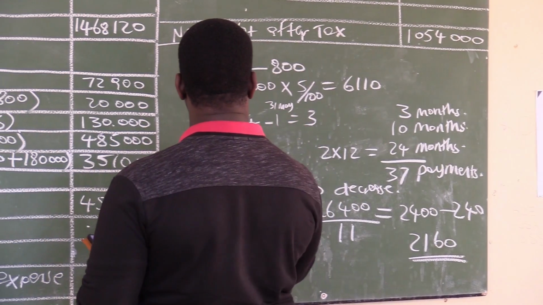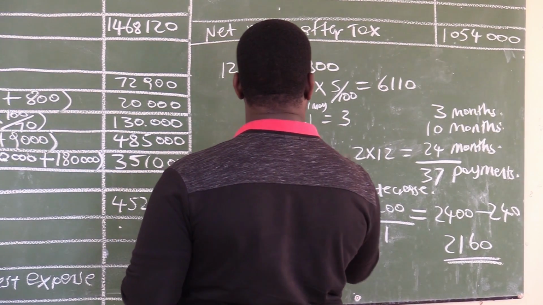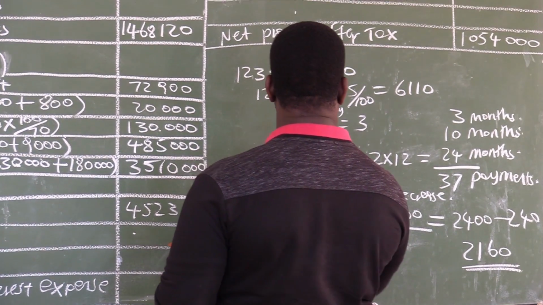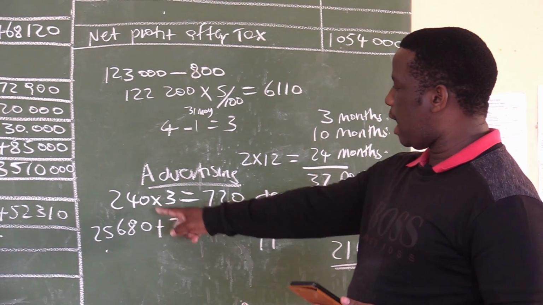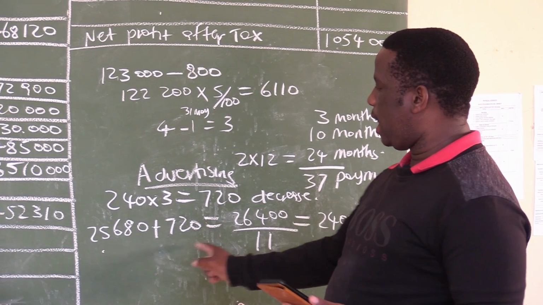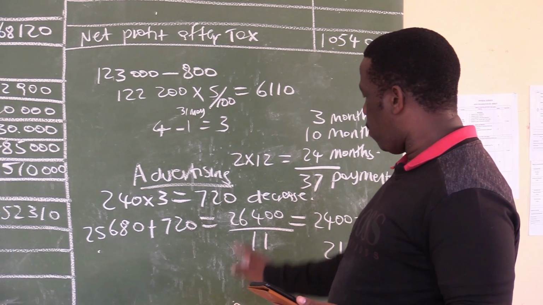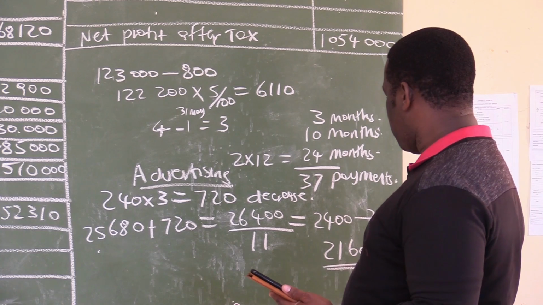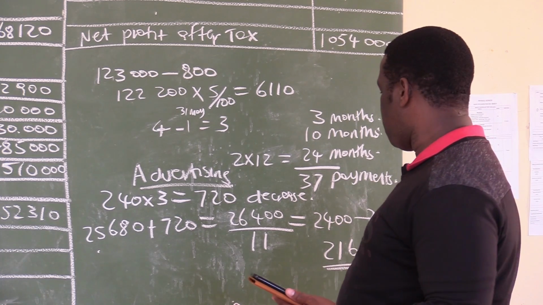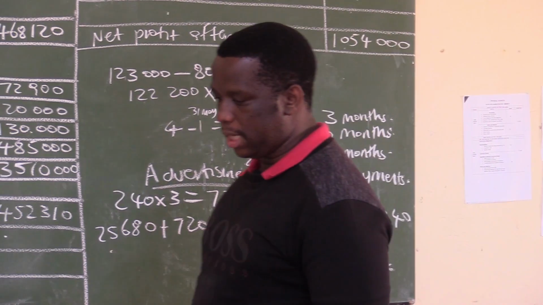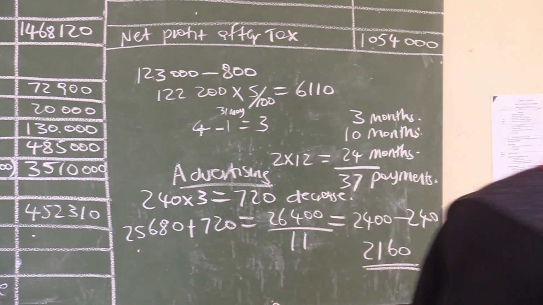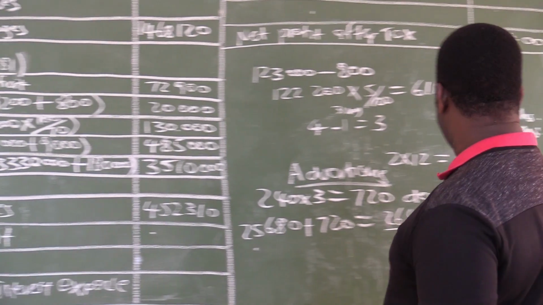This calculation is for advertising. We started by calculating the total decrease. We had to add the decrease back for us to be able to divide by 11, and we got 2,400 before the decrease, and we take out the decrease, and then we have 2,160.